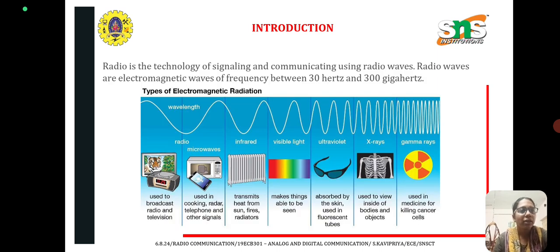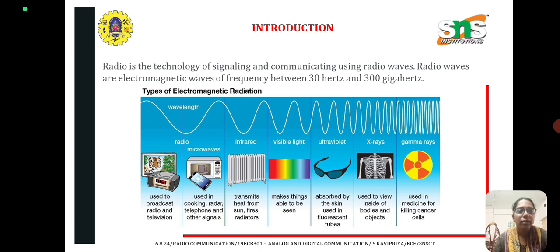So first, we can see the introduction part. Radio is a technology of signaling and communicating using radio waves. The signal will be transmitted through free space or air. Radio waves are electromagnetic waves of frequencies between 30 Hz and 300 GHz. The types of electromagnetic radiation are radio, microwave, infrared, visible light, ultraviolet, X-ray and gamma rays. Radio waves are used to broadcast radio and television signals, and we are concerned with radio transmission.